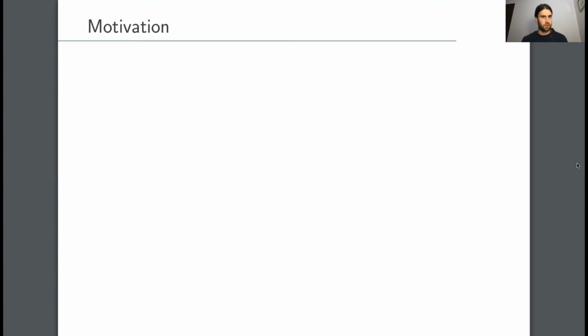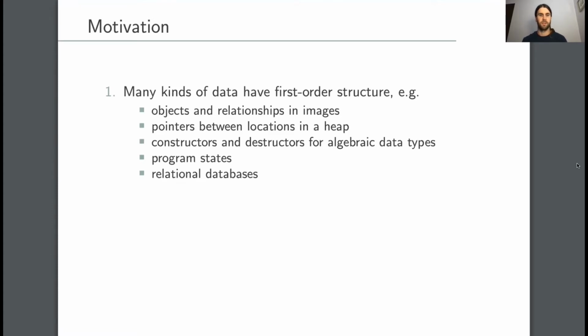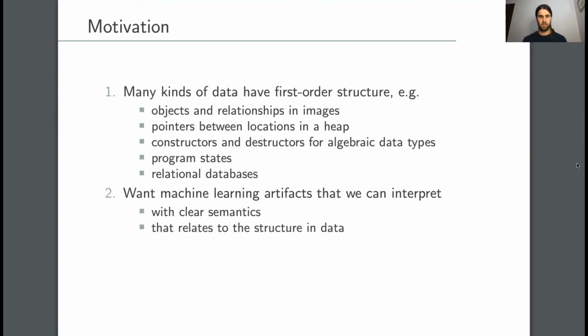Two points of motivation. The first is that there are many kinds of data in the world that have some first order structure. Some examples include objects and relationships in images, pointers between locations in a heap, constructors and destructors for algebraic data types, program states more generally, and relational databases. And two, we want machine learning artifacts that we can interpret. So they should have some clear semantics, which relates to the structure in data.